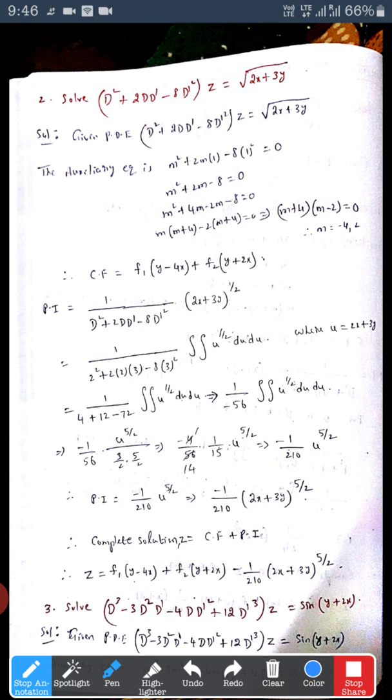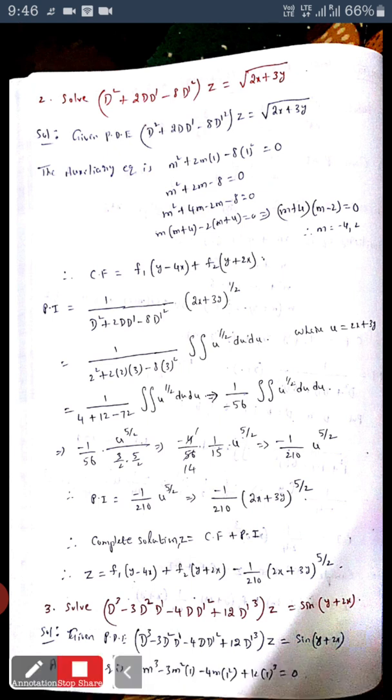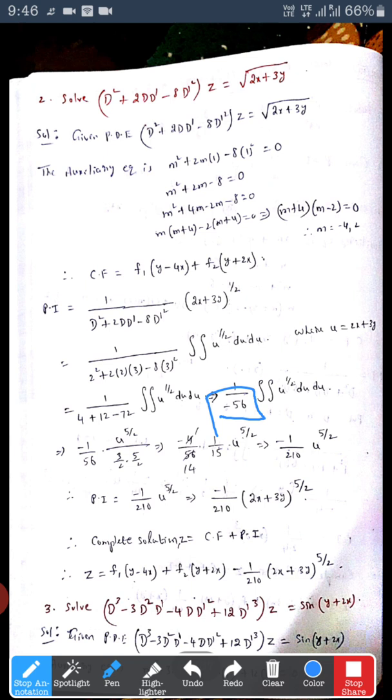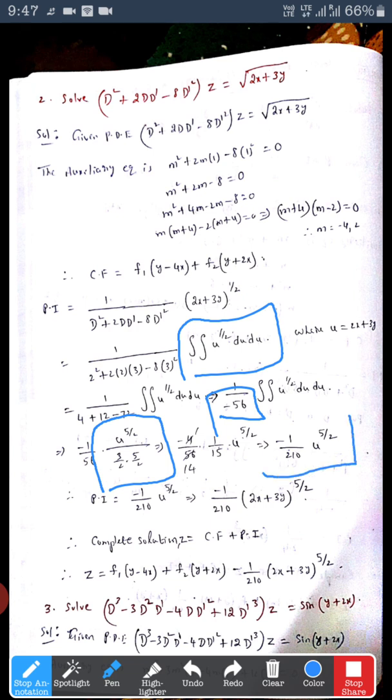Therefore, this becomes minus 56. So here also this is second degree. So we are integrating u two times. After integrating u two times, we get this one: u power of 5 by 2 by 3 by 2 into 5 by 2. After all simplifications, the final answer is minus 1 by 210 into u power of 5 by 2. In place of u, we are replacing u is equal to 2x plus 3y. So this is the PI.